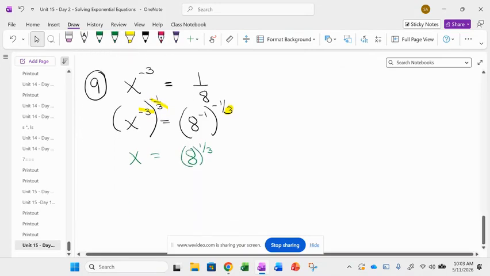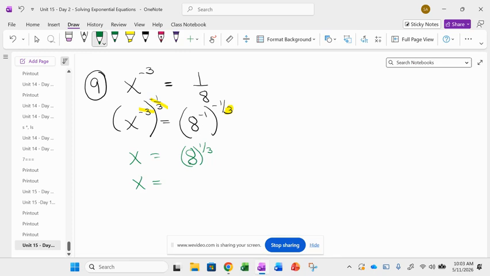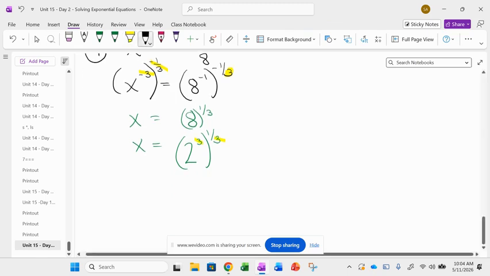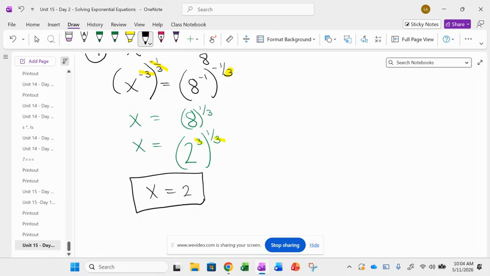My next step, if we're sticking to how we've always done things in the past, is there a way to change 8 into some base raised to the third power? Yeah, I can change 8 into 2 to the third power raised to the 1/3. And why did I do that? So the 3's cancel. So we end up with x is equal to 2. So that's the way we would have done it in the past. And to be honest, that's the way I would continue to stick with doing it.